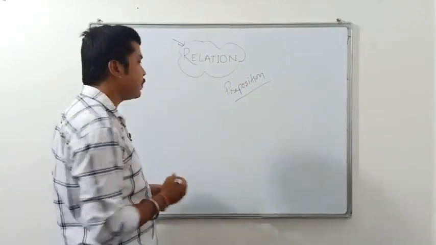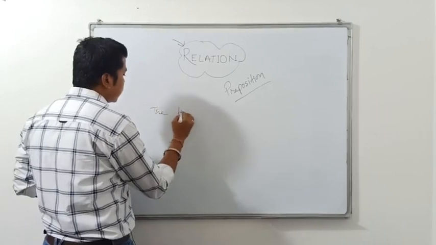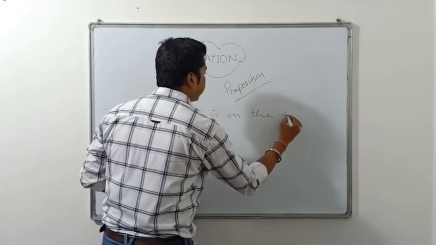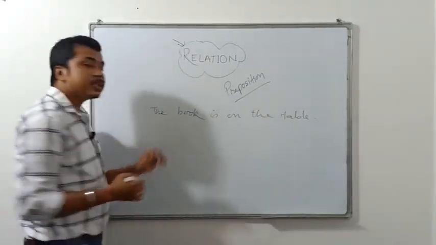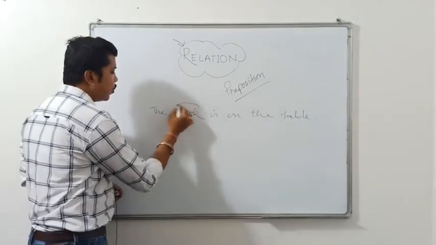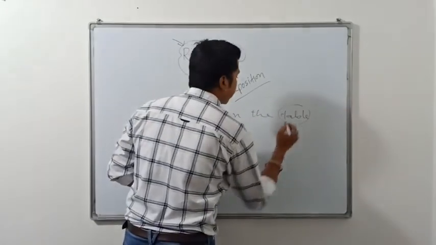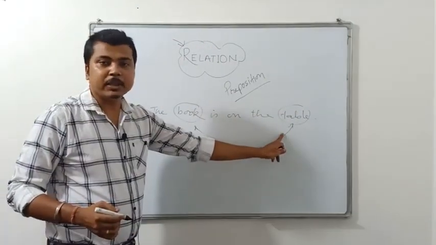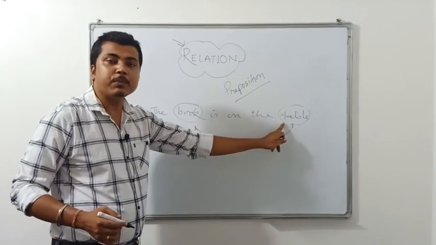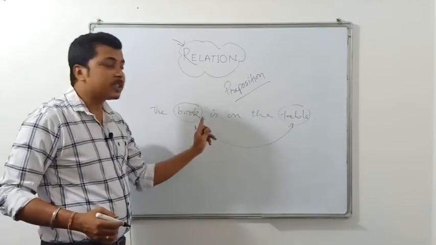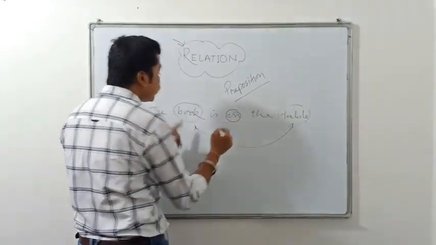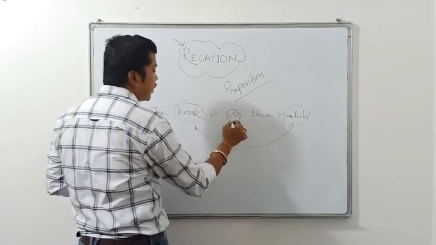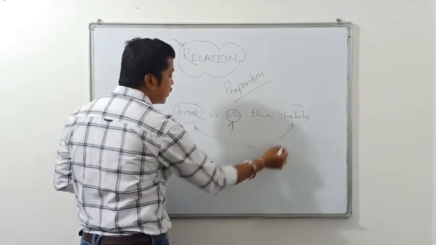Now let's look at the example. If I write, the book is on the table, here in this sentence, which are the nouns? Book and another noun, table. So you have two nouns in this sentence. Now what is the relation between book and table? Which word is showing the relation between these two? The word on. That means one is on the other. The book is on the table. This word is showing the relation between these two nouns.